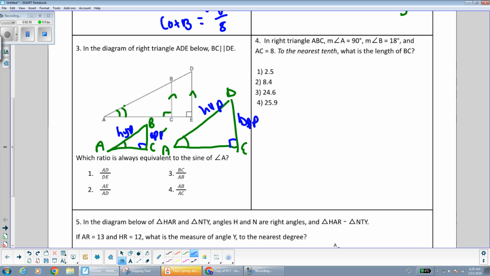So in the small triangle, sine of angle A would be BC over AB. And in the big triangle, sine of angle A would be DE over AD. DE over AD isn't an answer choice. BC over AB is an answer choice. In the next one, we have right triangle ABC.